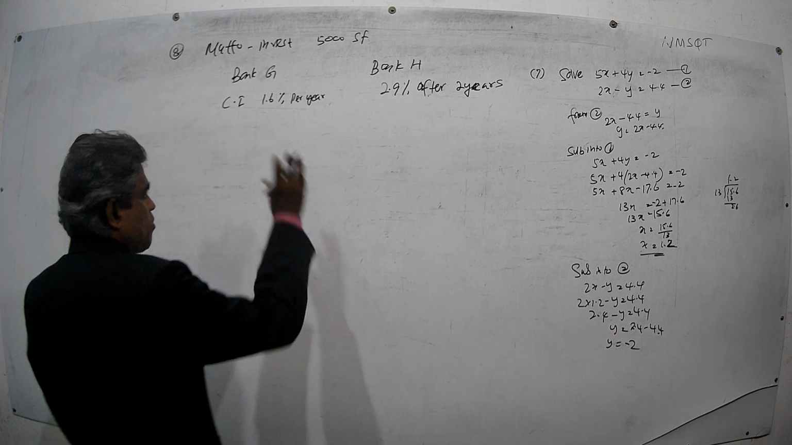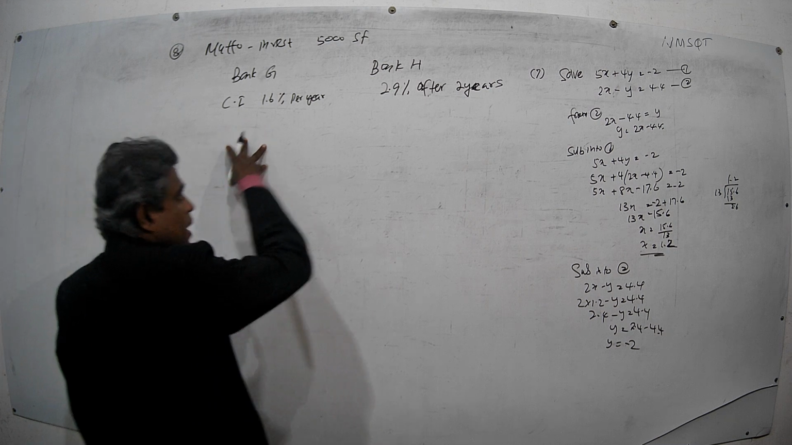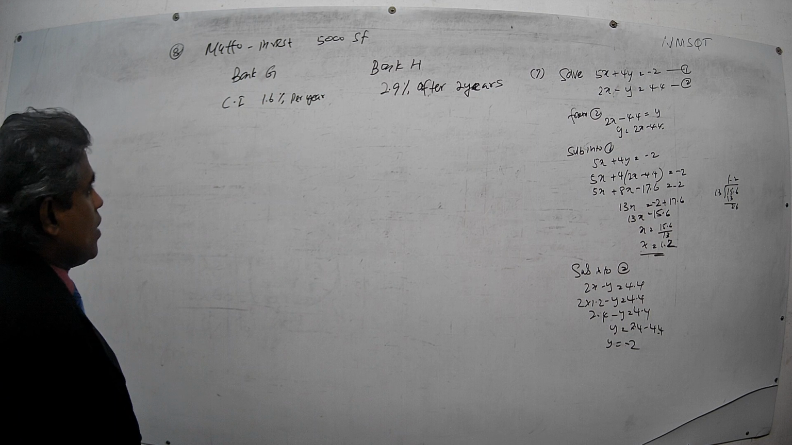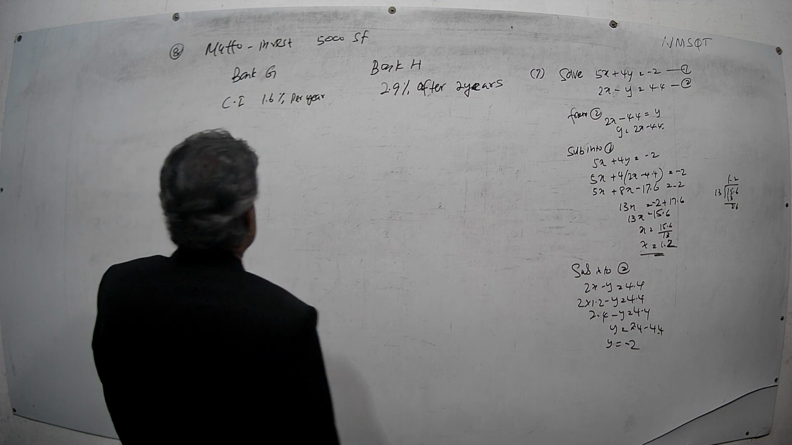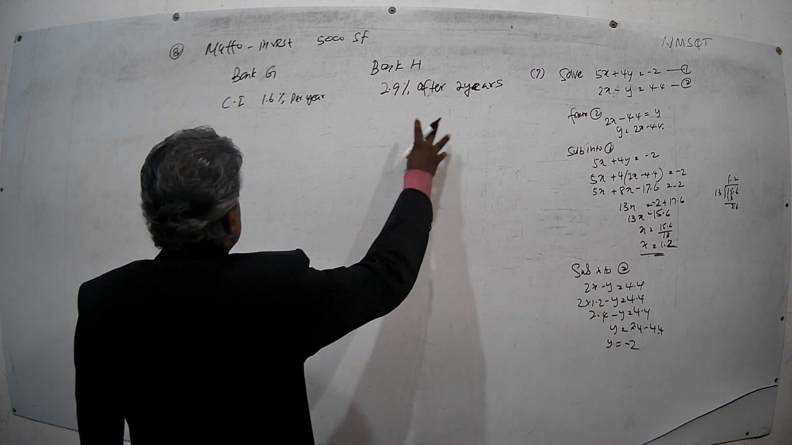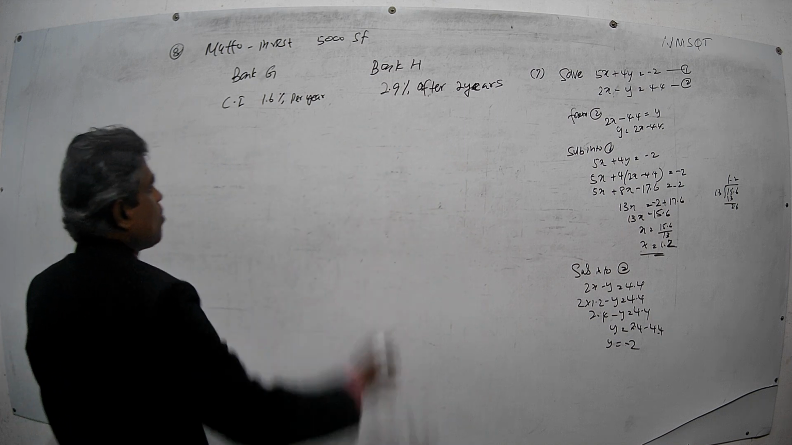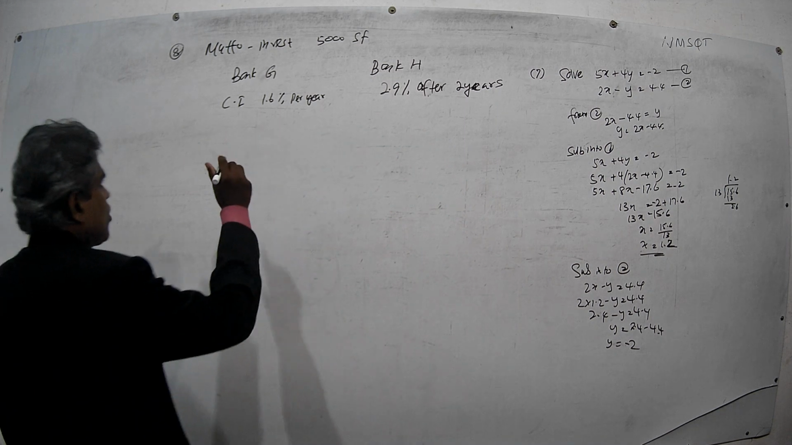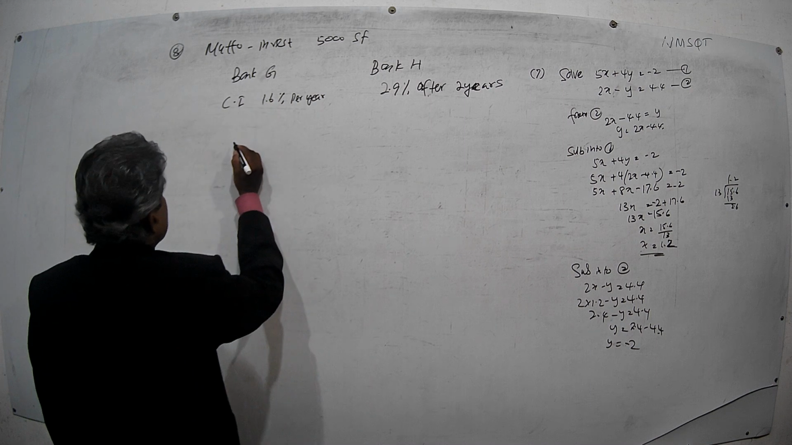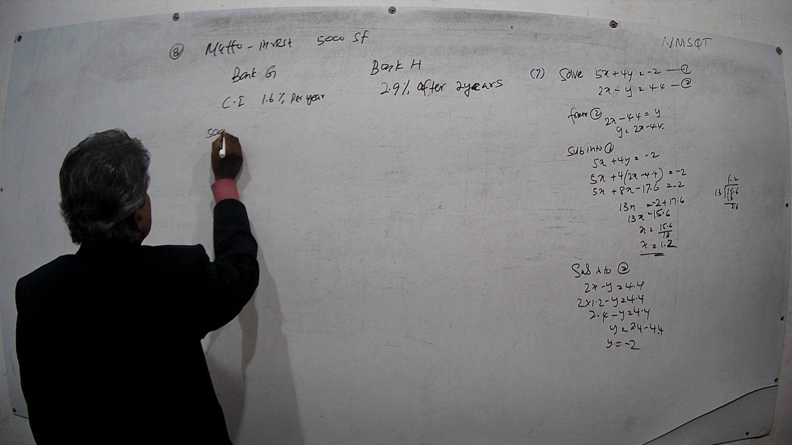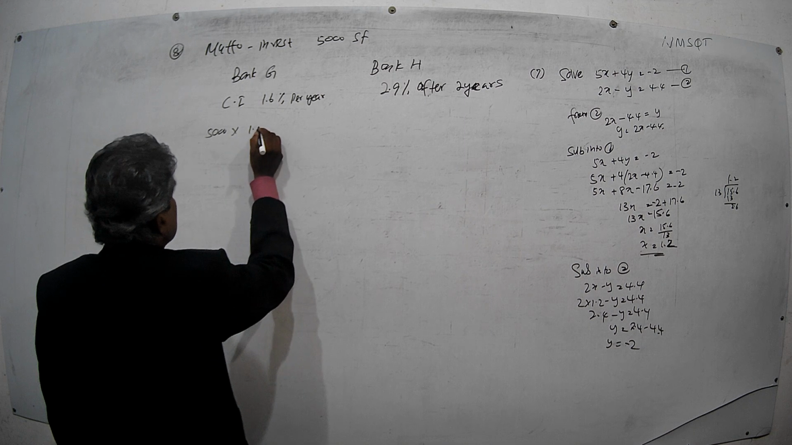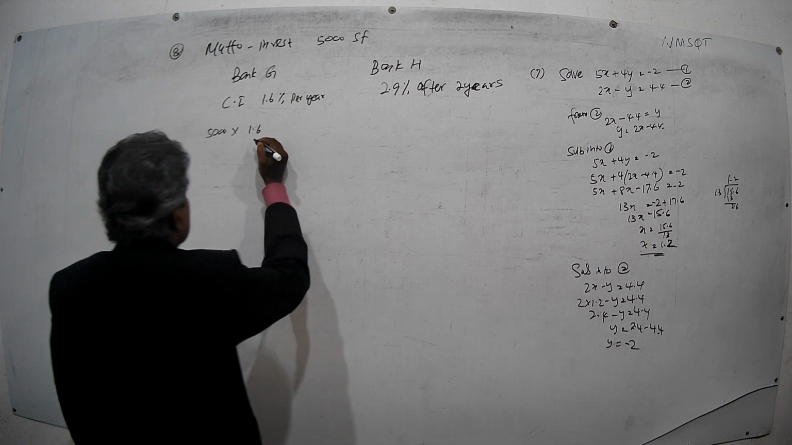We'll calculate the interest of this bank and the interest of this bank, compare them, and deduct. This amount will definitely be less, so deduct that from this and show by how much this bank's interest is more than this. Then we'll calculate the interest from this bank. What is the investment? That is 5,000 into 1.6.